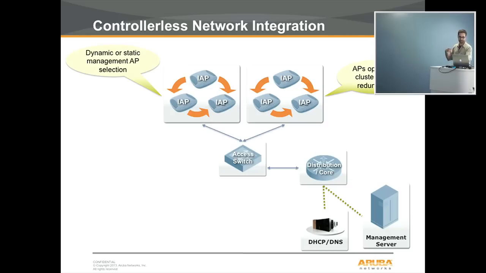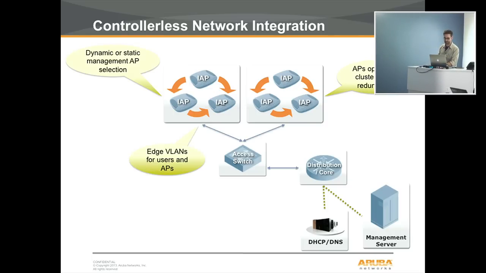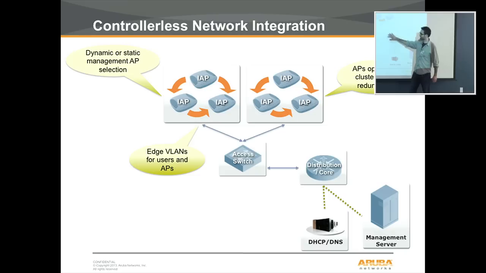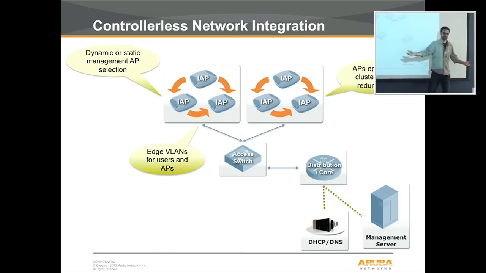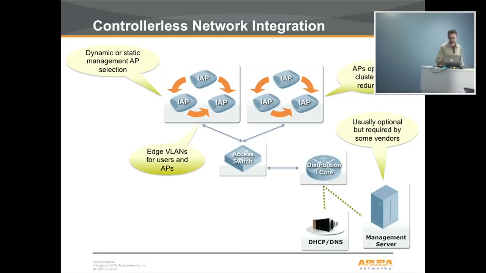Then you have that AP selection. As I said, it's dynamic. The biggest difference is that in a campus environment you have a lot of these access switches, and in a branch you probably have few. The VLANs where the users get their IP addresses live at the access layer. Wireless users get their IP address from the access layer, right? So that's a big difference compared to a controller-based architecture.